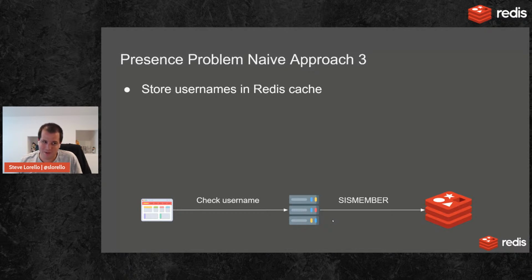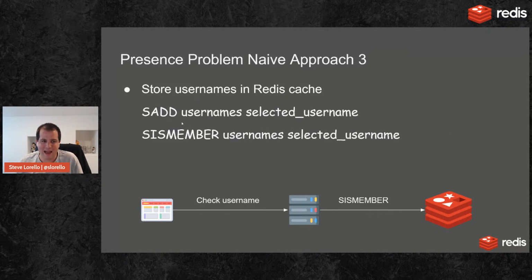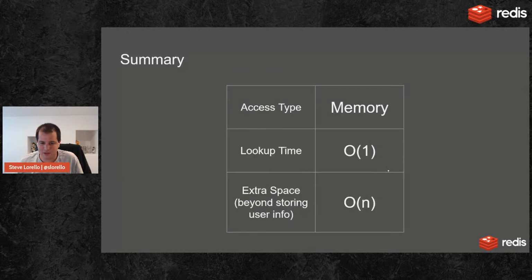Another naive approach might be to use something like Redis. You would use Redis as a cache to store the usernames and then quickly access them. So you would store the usernames in a Redis cache, and to store them, you would use a set, and you would add the username to the set. And then when you're looking it up, you would check that set to see if that username is in there. And this is really nice because it's now order one lookup time, and the access type is not disk anymore, it's memory, which is a lot quicker and, well, guaranteed to be quicker. Like I said, a table can be loaded in memory as well. But you're guaranteed to be in memory. Lookup time is now order one. And the extra space you need beyond storing the user info is now order n, because you still have to store all the usernames in memory.